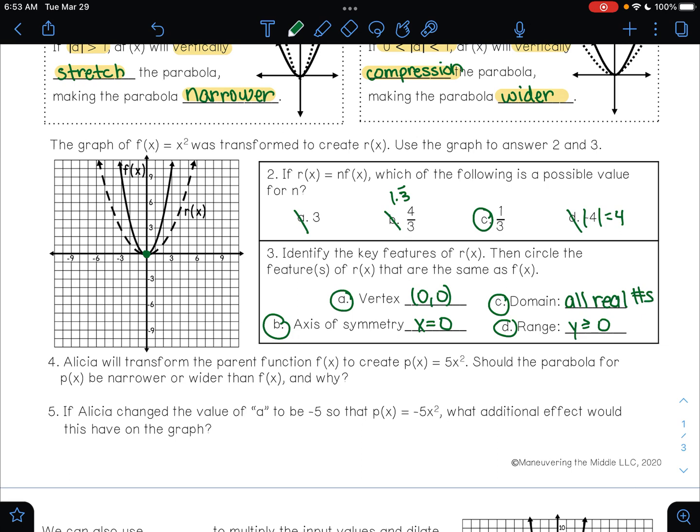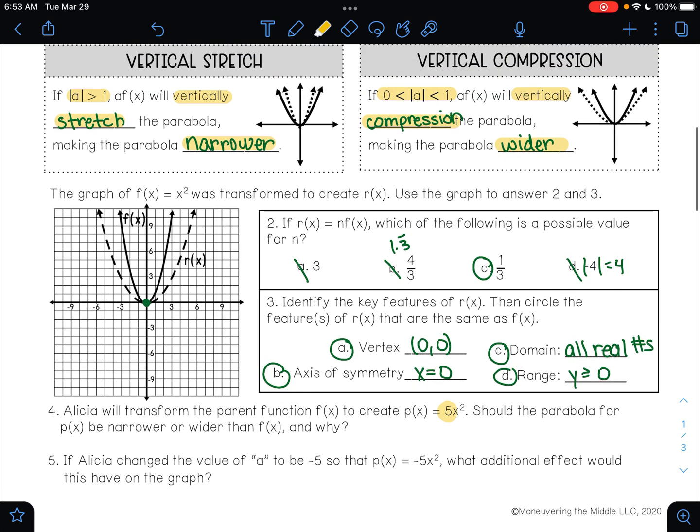Number 4, Alicia will transform the parent function f of x to create 5x squared. Should the parabola of p of x be narrower or wider than f of x, and why? Well, our a value is 5, which means it's bigger than 1, which means it's going to be narrower. So p of x will be narrower because a is greater than 1, so it is stretched vertically.